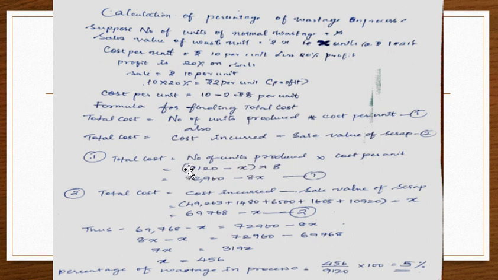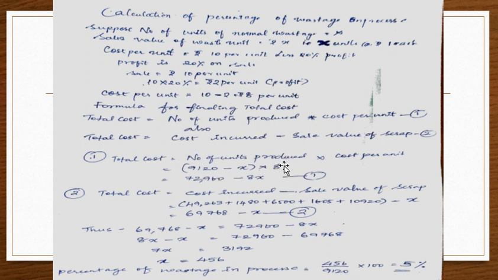So the number of units introduced is 9,120. The normal loss units we don't know, so we will assume normal loss units to be x. So 9,120 minus x into cost per unit. How much is your cost per unit as per calculation? It is rupees 8 per unit. So we will multiply both, and we will get the total cost.